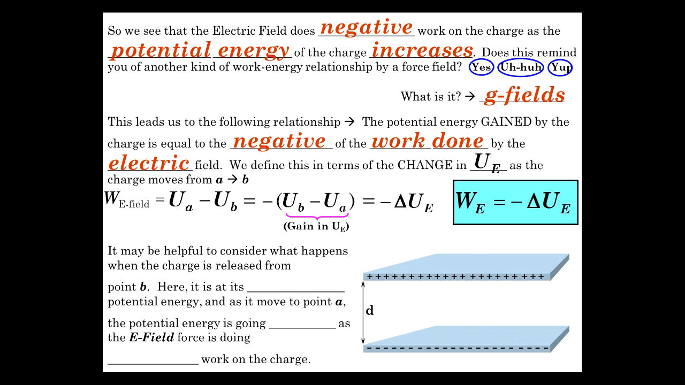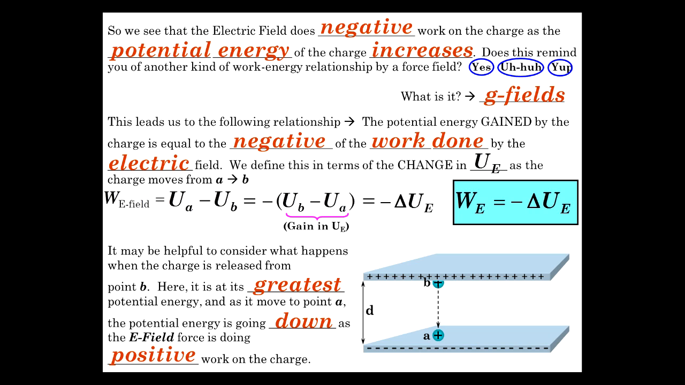Let's look at the charge plates again, and let's consider when the charge is released from point B. Now, if it's released from B, it wants to depart the positive plate and zip down to the negative plate. So I've got it oriented right now to be very similar to the situation with a mass in a gravitational field. When it's released from point B, where it's at its greatest potential energy, the electric field pushes it down here and it loses potential energy. So it's going down, potential energy is going down. The E field is doing what kind of work? Positive or negative? It would be positive because it's pushing it there.